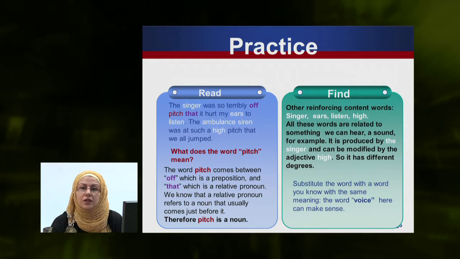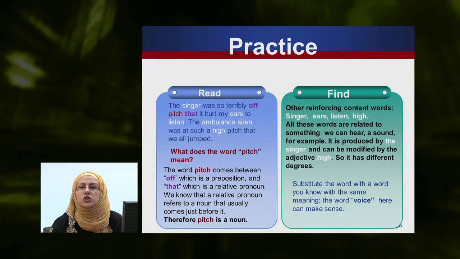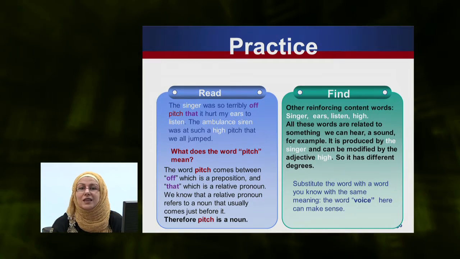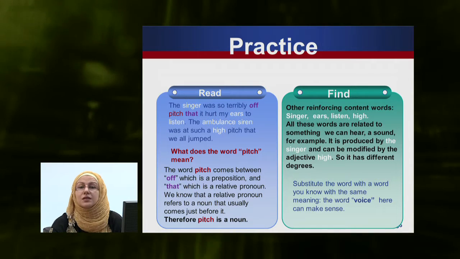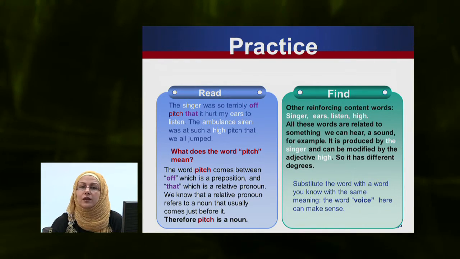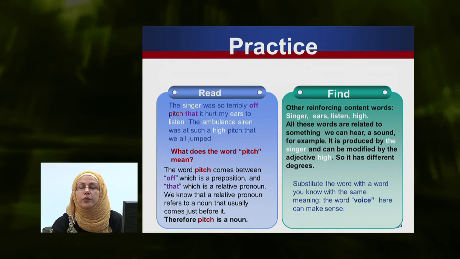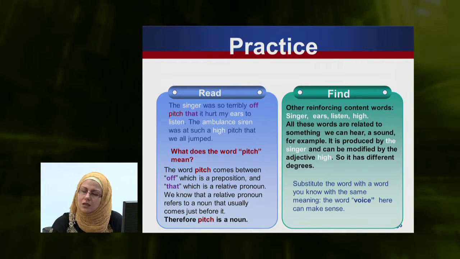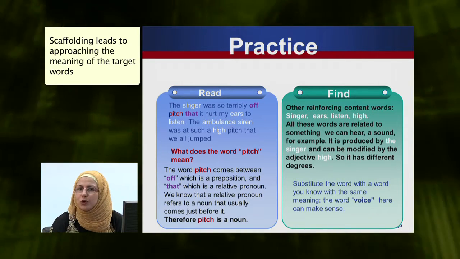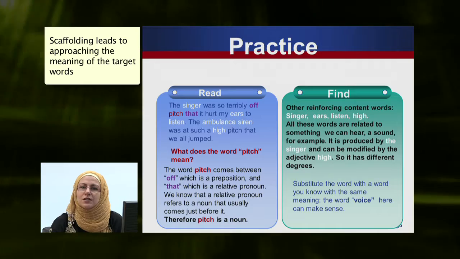This is enough. If you open your dictionary and check the meaning of the word pitch, you might not find voice as a synonym for pitch, but you will find something similar. And while reading, during the reading comprehension exam, you're not supposed to find the exact dictionary meaning of the word. You're just required to approach the meaning of the word. You're just required to build your understanding of the word so that it doesn't hinder your understanding of the message of the text.